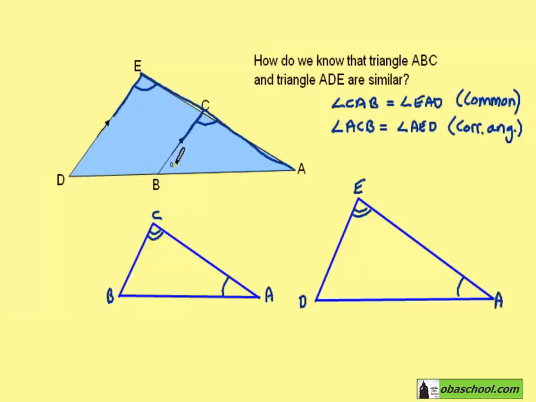Finally, since we know the three angles of a triangle must add to 180, if two of the angles are the same, the third must also be the same. So we can say that angle CBA is equal to angle EDA, and we could give the reason that there are 180 degrees in a triangle.